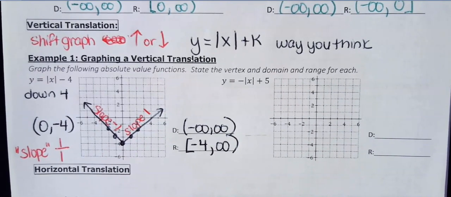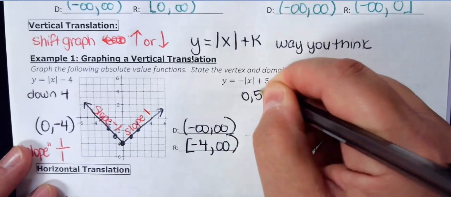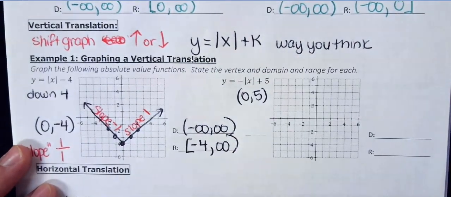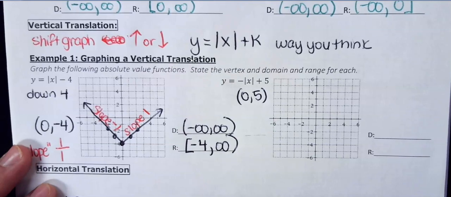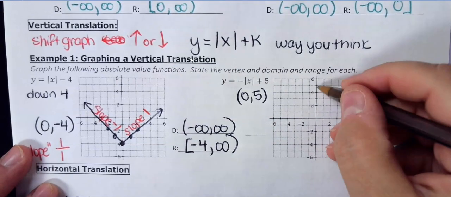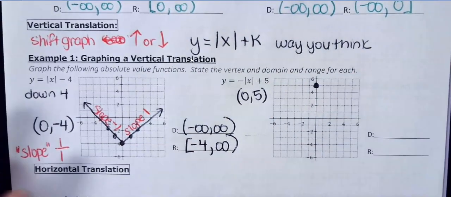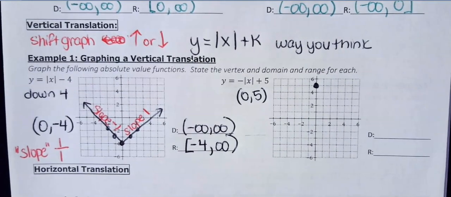Can anybody tell me the vertex for the next one? I've got y equals negative absolute value of x, and then plus 5. (0, 5), right? Nothing inside with the x, so it's not shifting left or right, so 0. Copy what's on the outside, that's 5. So (0, 5). All right, are we going to turn up or turn down here? Down because of the negative.